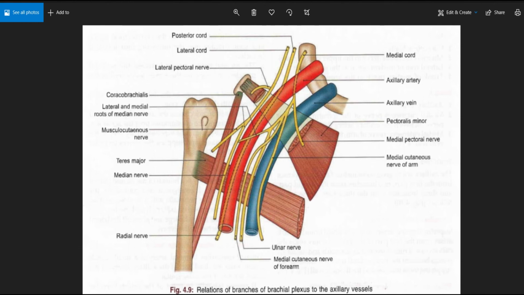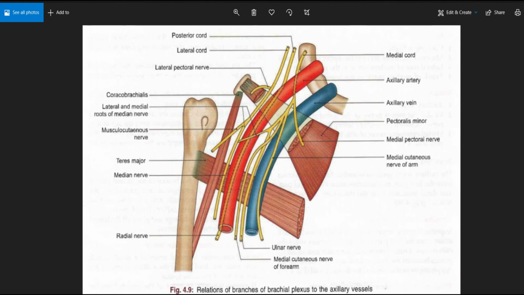You're saying lateral chord, you're saying medial chord, posterior. Lateral to what? Medial to what? Posterior to what? The answer to that what is the second part of the axillary artery. Okay, so the relations are very simple for the second part.